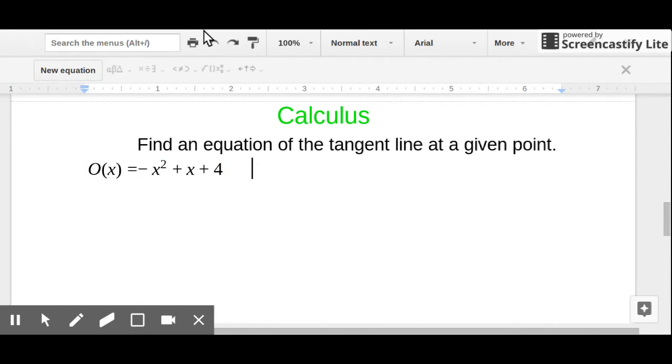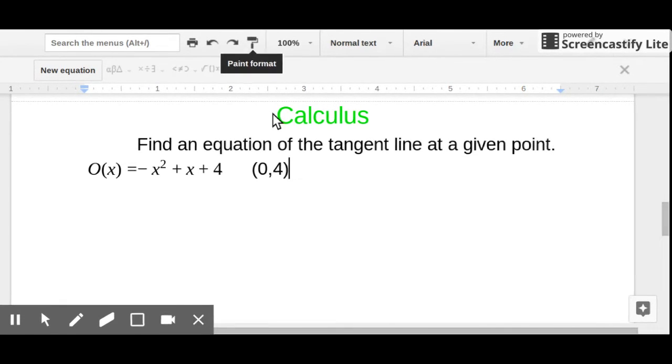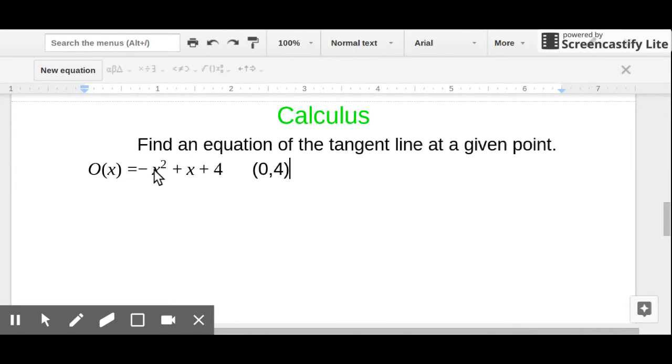And it's going to be passing through the point, and we always do something simple because we're just trying to get the concept through here. How about the point 0, 4? It passes through the point 0, 4. So what I'm doing here is I'm just taking 0 and plugging it in. O of 0 is 4. So the goal is that we want to find the equation of the tangent line. But the first thing we're going to have to do is find the derivative, because we have to find that m. In order to find m, we're going to need to find the derivative.